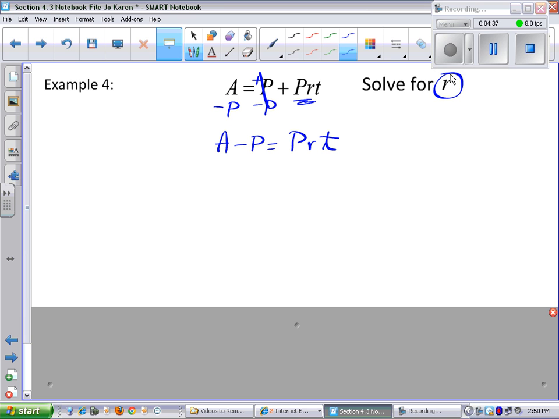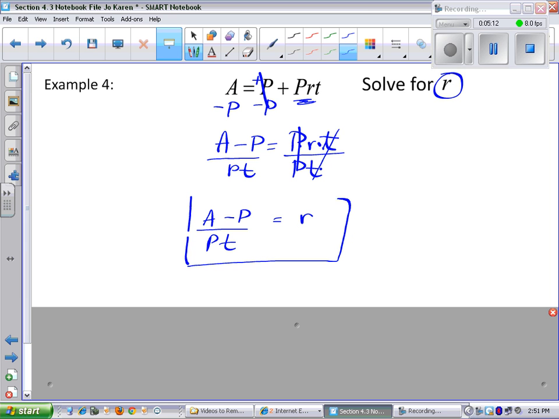Now, I'm solving for R, and so I want to keep the R on the right side, and I want to eliminate the P and the T. This is P times R times T. How do I eliminate multiplication? With division. So I'm keeping the R, so I will divide by P and T. Cancel the P's, cancel the T's, and I will be left with R is equal to A minus P over PT. And this will be the final answer. Now when I type this into the calculator, you want to make sure you leave the capital letters as capital letters and the lowercase letters as lowercase letters, or the computer will count it wrong.